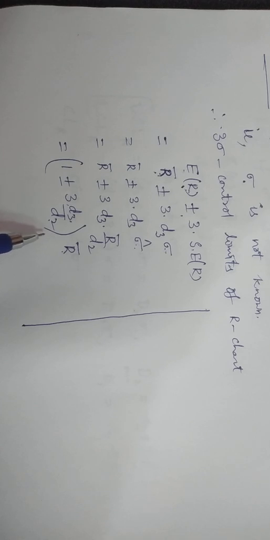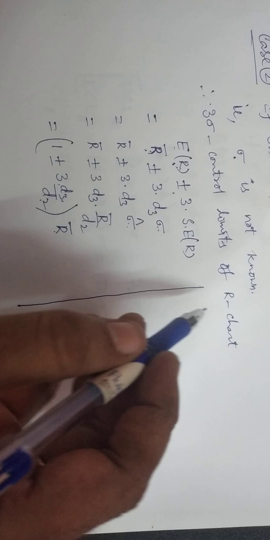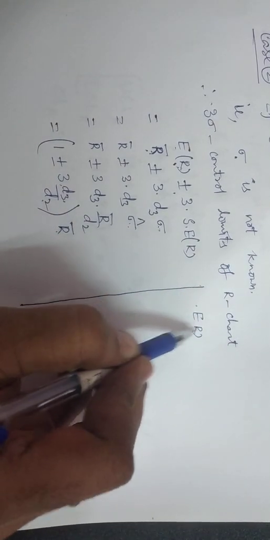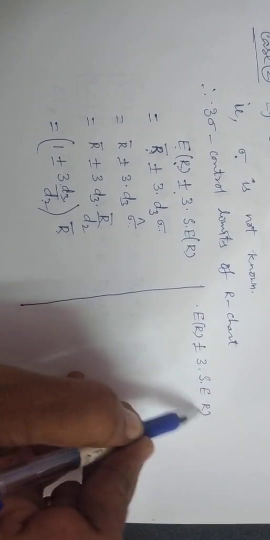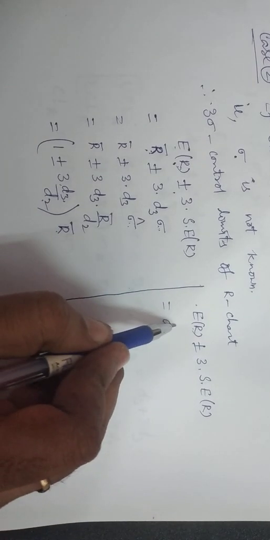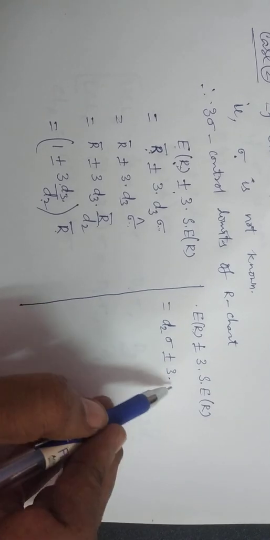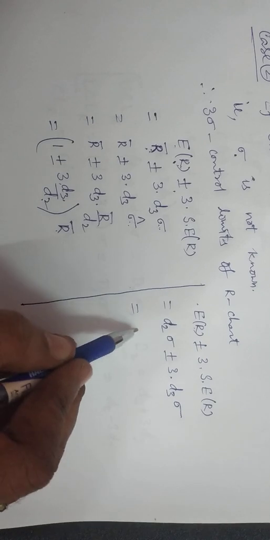Control limits for the R chart when sigma is not known, when standards are not given. Now I derive this particular formula in another fashion. You observe here, expectation of R plus or minus 3 into standard error of R. If any of you are confused, follow this. Expectation of R, as usual, we know is d2 sigma, plus or minus 3 into standard error of R, which is d3 sigma. Okay, nothing confusing.